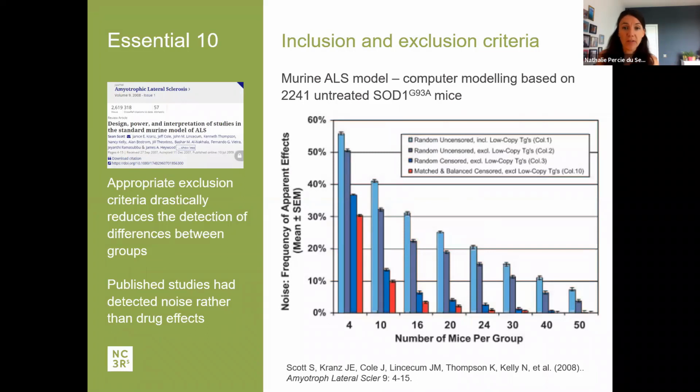The inclusion and exclusion criteria are also crucial information to include in the paper. So Scott and colleagues provide a very good case for it in their analysis of a common model of amyotrophic lateral sclerosis in mice. This is a model that has shown poor clinical translation, as many treatments shown to work in mice do not show any efficacy in humans.